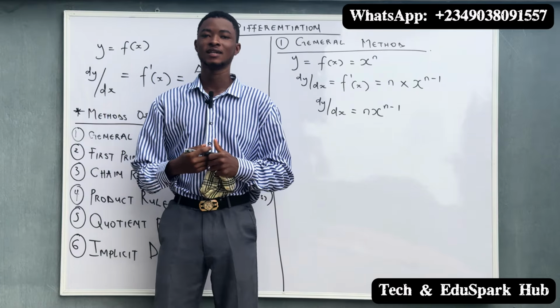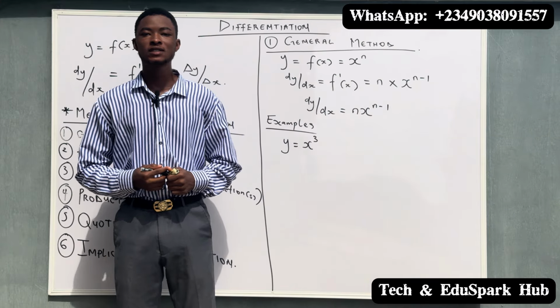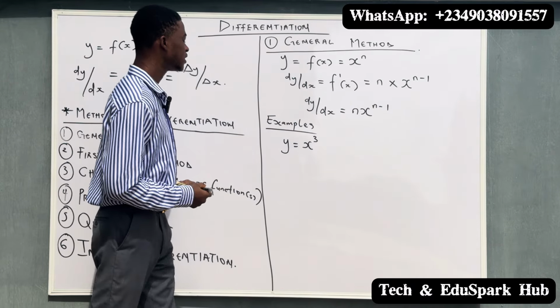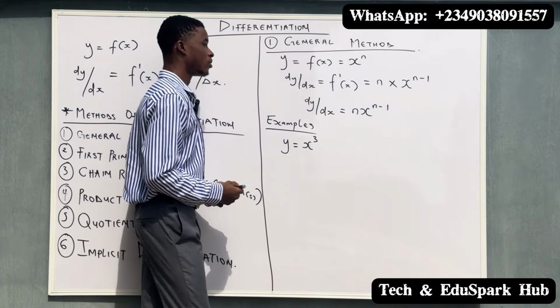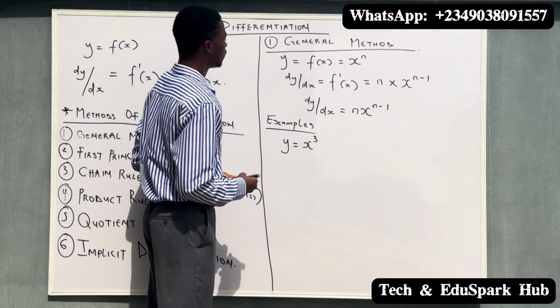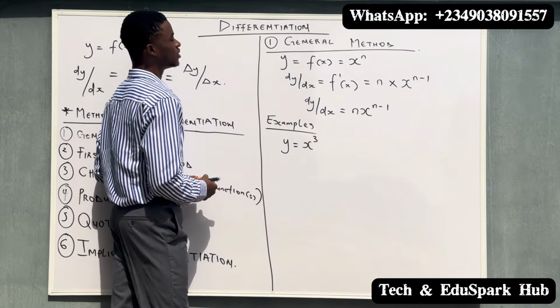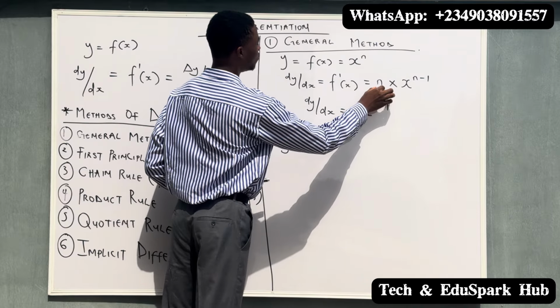So let's look at examples under this general method of differentiation. The first example, as written on the board, says y equals x raised to power 3. We are asked to find dy over dx. So in order to find the change in y with respect to x, using the general method, the first thing to do is to bring the power to the front.